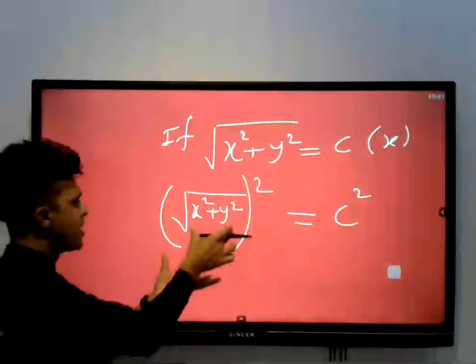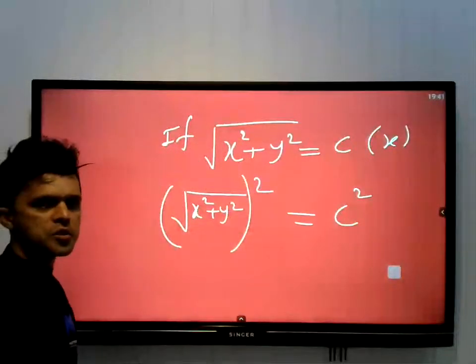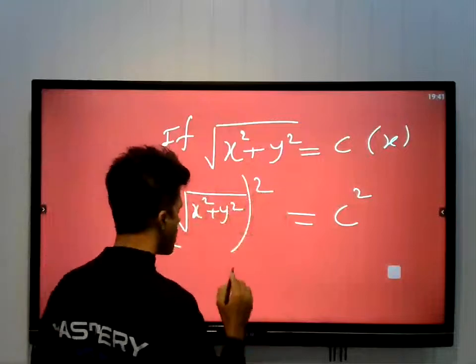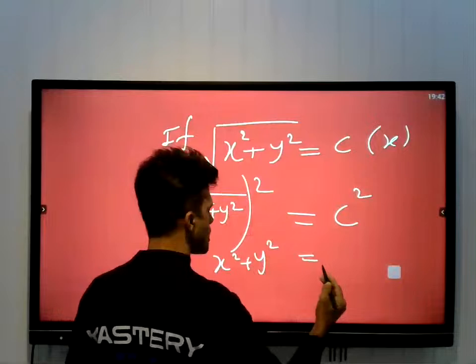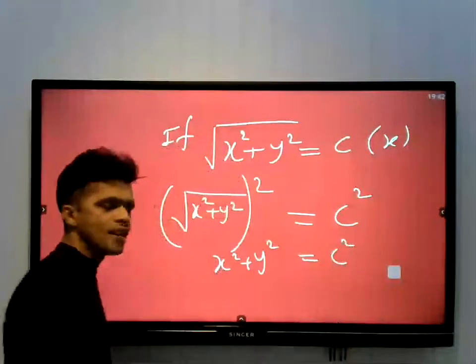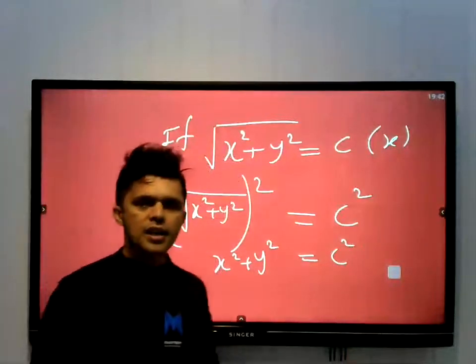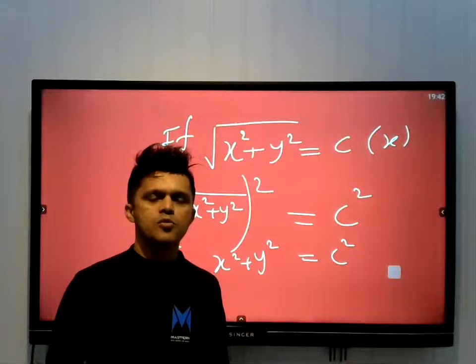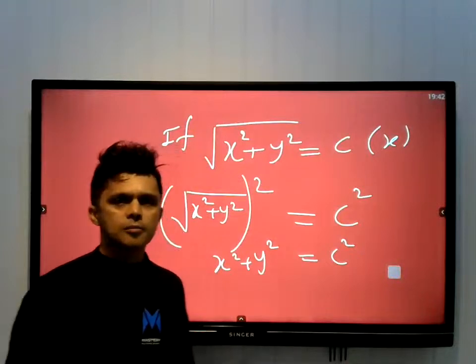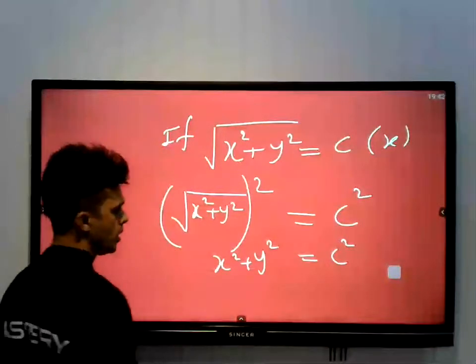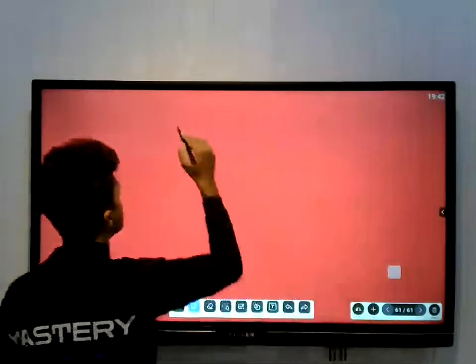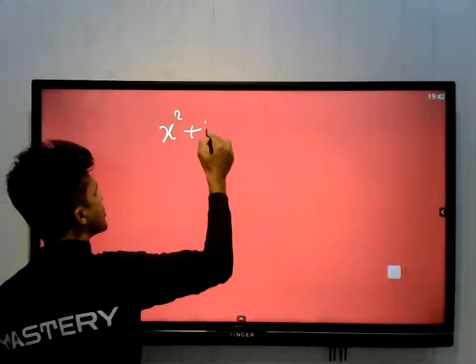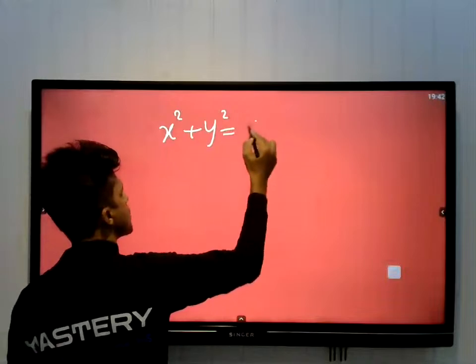So after that, when you get the square value of this part, you know that it removes the square root value in x square plus y square. Previously I told you that. So we are able to get eventually that x square plus y square equals c square.